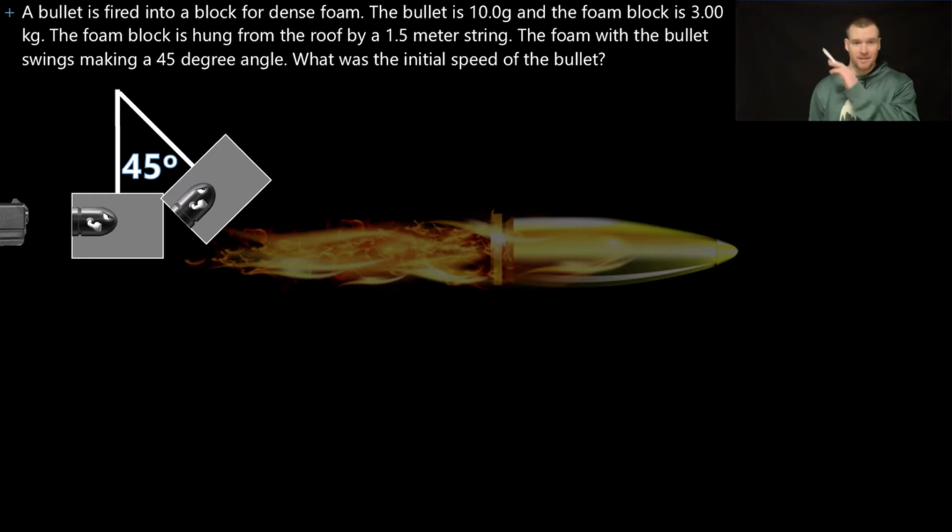So I've minimized the information up there, and now you can see why the background was a bullet. This is kind of the focus of this lesson, this example. And we're going to do two things. We're going to find the initial speed of the bullet, and then we're also going to see if this was an elastic or inelastic collision.